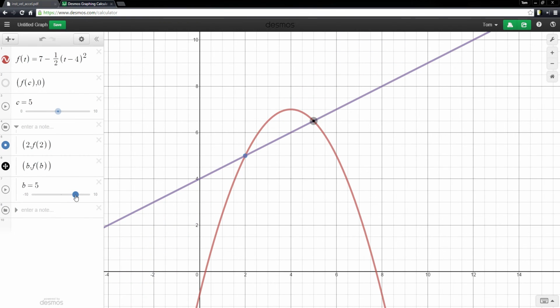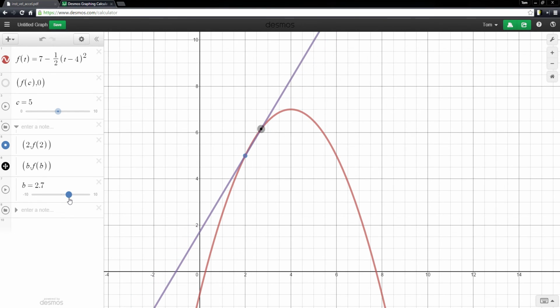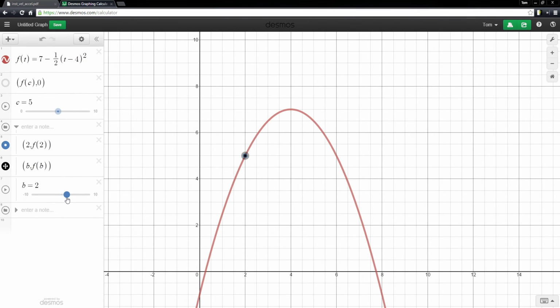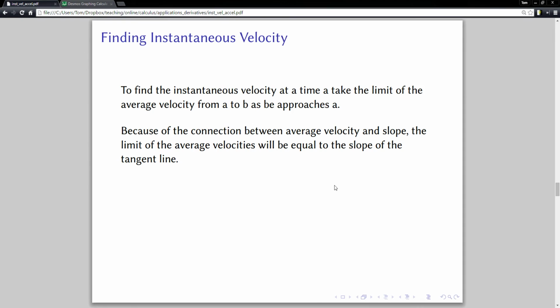We're taking average velocities over a shorter time period, a shorter time period, and as short as I can get it. And notice I can't go back to 2, you'll notice that line disappears, because the average velocity formula there would be dividing by 0, so it's not even defined there. So the smallest I can make it is just above that. You can see those lines get closer and closer to the tangent line. What that means is that the limit of those velocities will be equal to the slope of the tangent line.